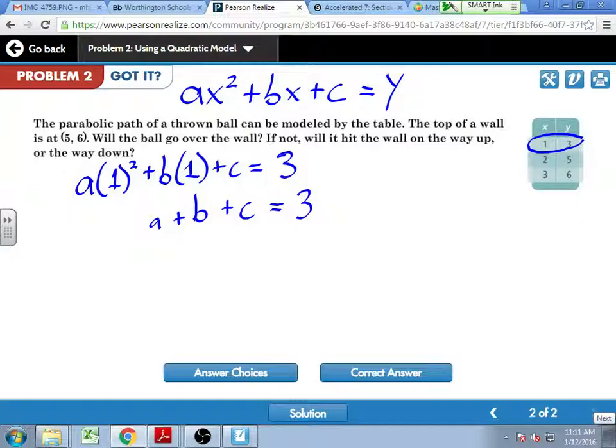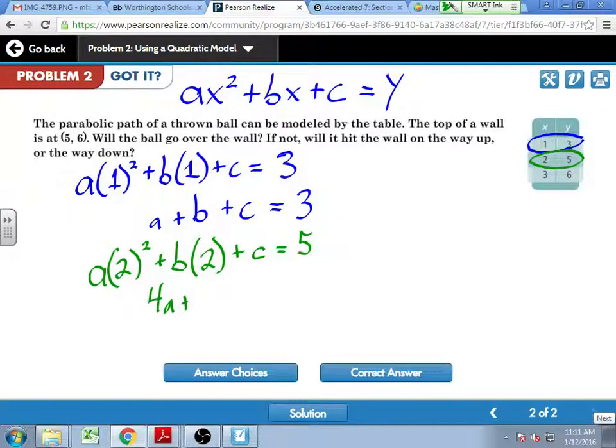My next point I'm going to show in green. 2, 5. It's not going to make it. So, a times 2 squared. If you're choosing not to do this right now, you're choosing not to practice these skills and get better. 4a plus 2b plus c equals 5.